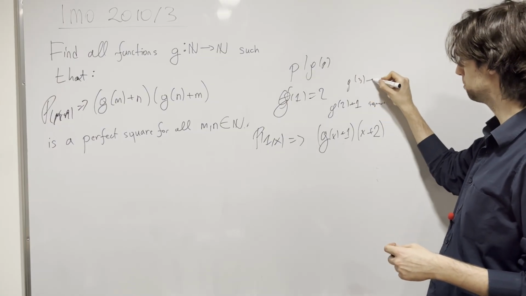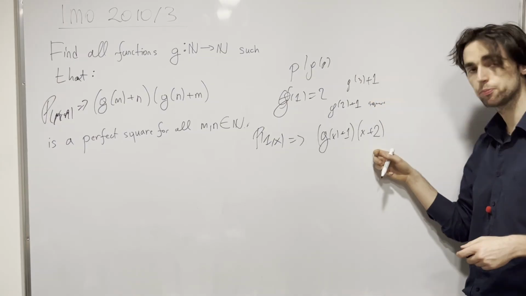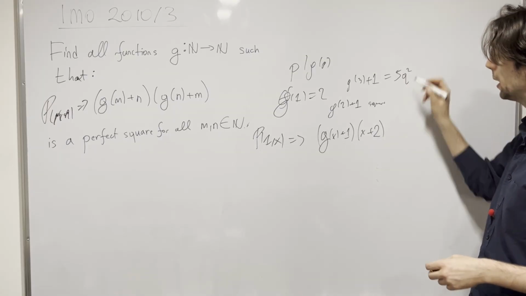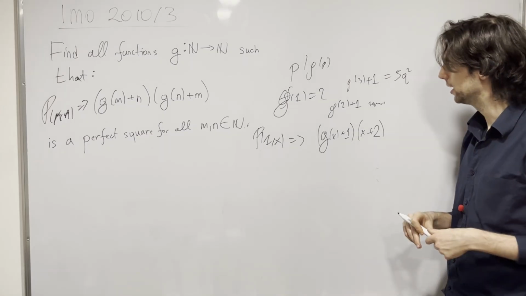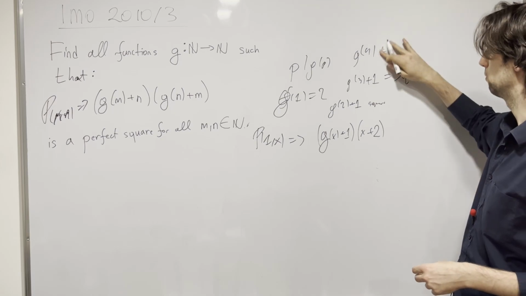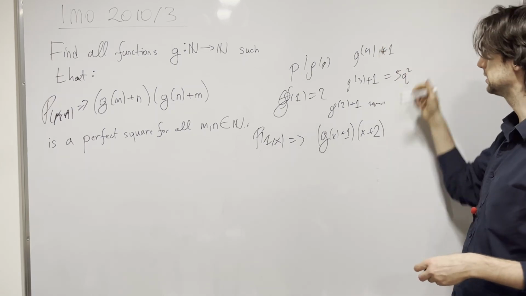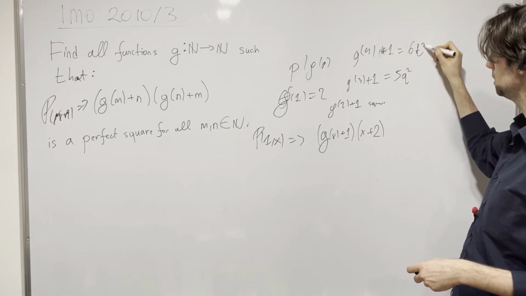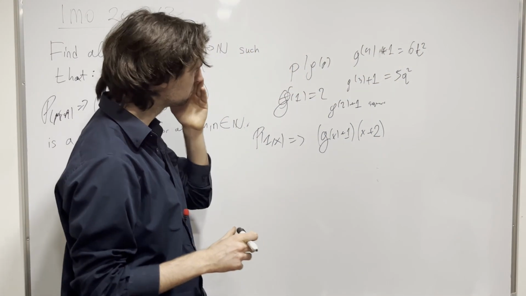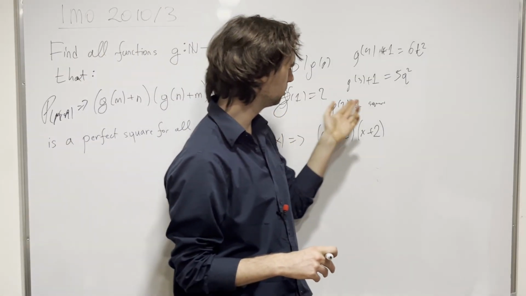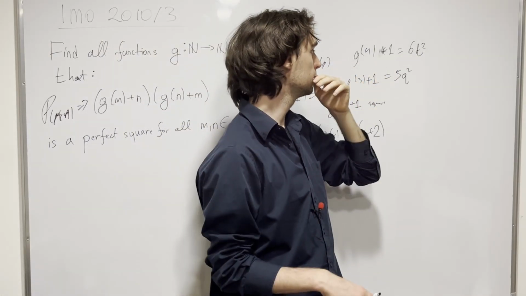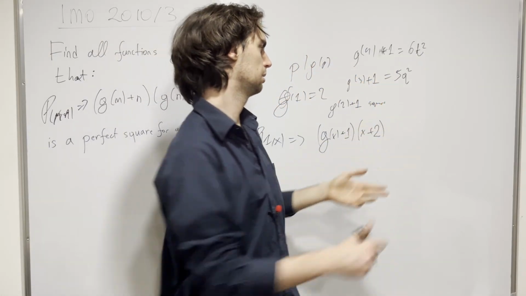I have g of 3 plus 1, so if I plug in a 3, it is going to be equal to 5 times some square q squared. g of 4 plus 1, because this is 6, is going to be equal to 6 times some t squared. Now, could you set up g of 2 for this to be a square, this to be a square, this to be a square? Like this to be 6 t squared, 5 q squared, and some a squared.